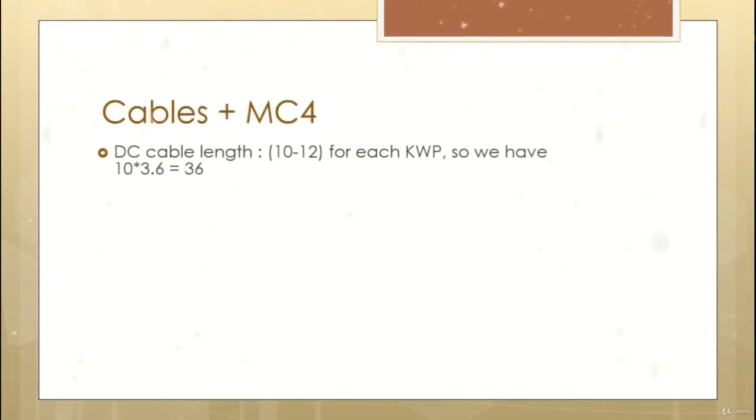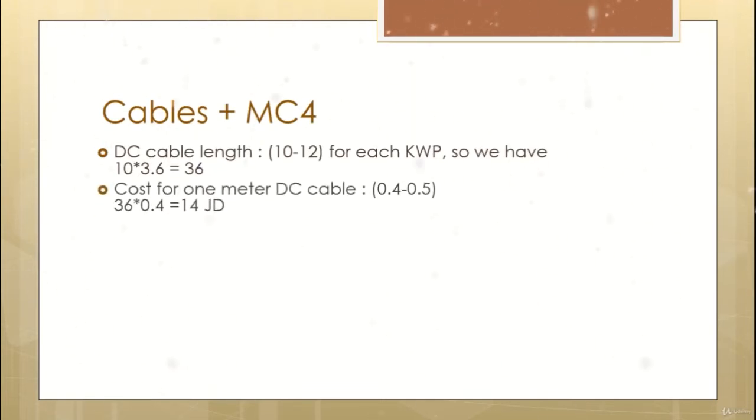Cables plus MC4 connectors. DC cable length, as we discussed before, is 10 to 12 meters for each kilowatt peak. So we have 10 multiplied by 3.6, which is 36. The cost for 1 meter of DC cable is 0.4 to 0.5. So 36 multiplied by 0.4, we get about 40 JD.